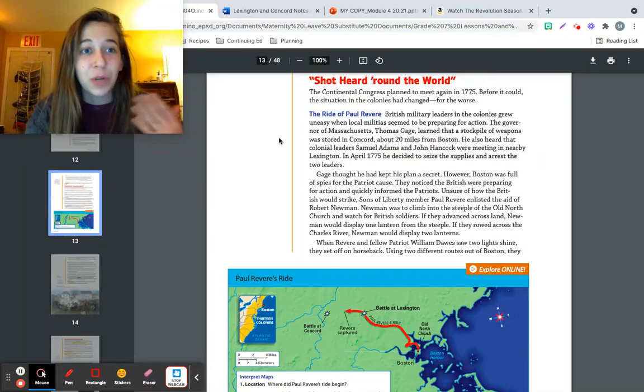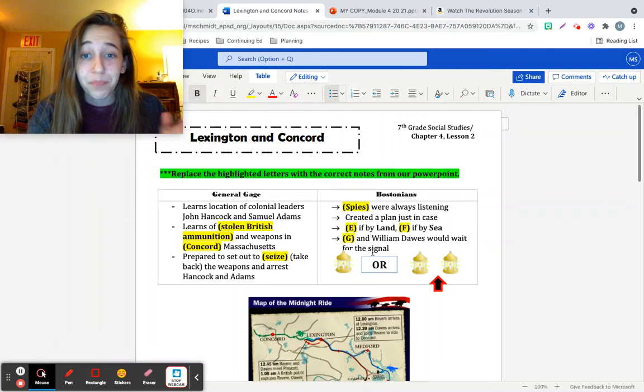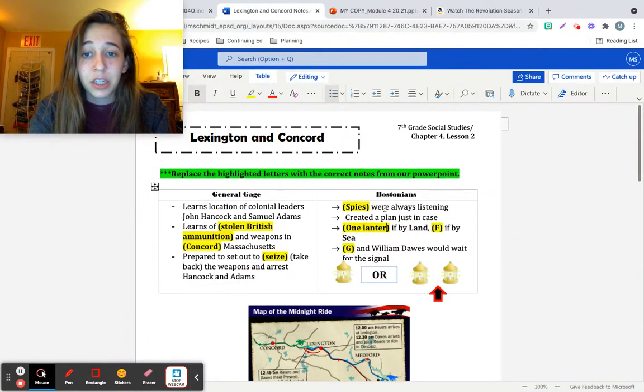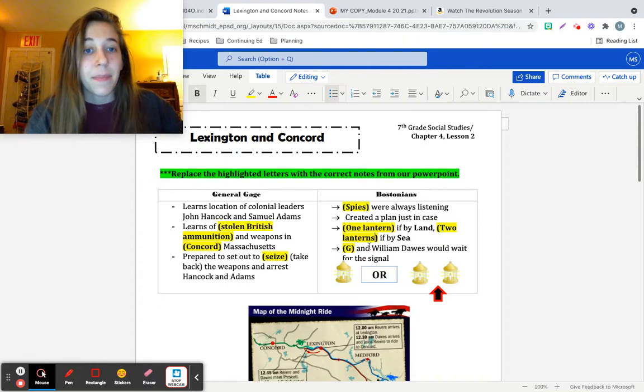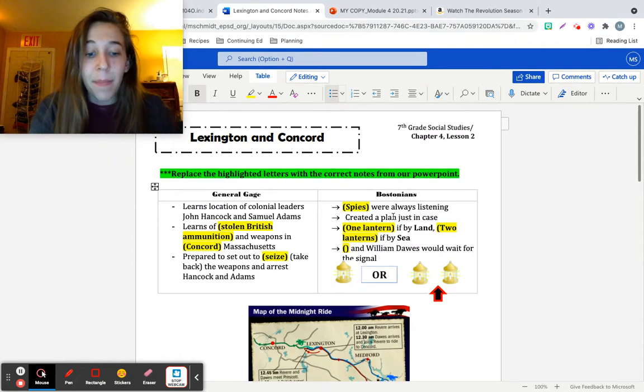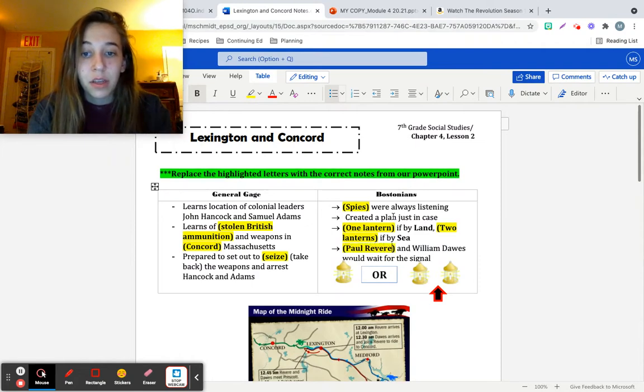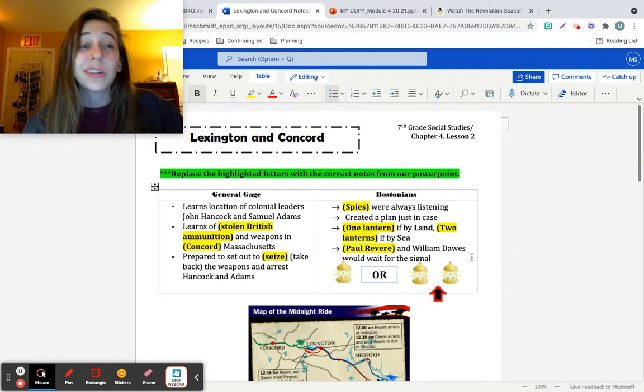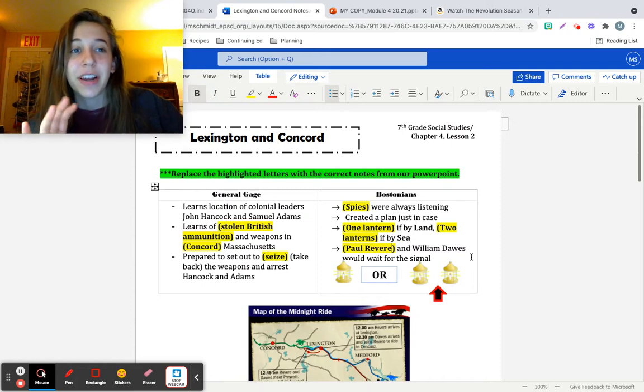And that way they would know which way the British were coming, by which direction they were going to be coming, and they could be prepared. So for E, you should put in one lantern if they came by land, two lanterns if they came by sea. Okay? And then for G, that's our guy Paul Revere. So you should replace letter G with Paul Revere, and William Dawes would wait for the signal. So it wasn't just Paul Revere, but he was kind of like the organizer of this.